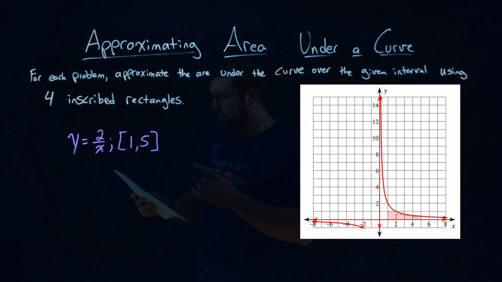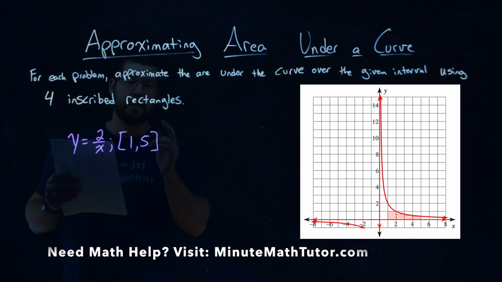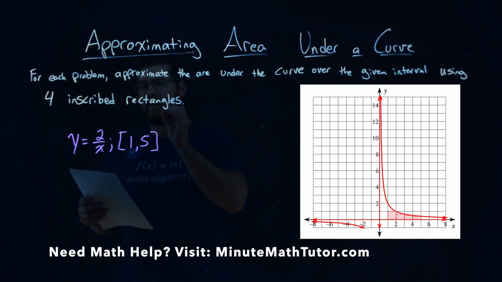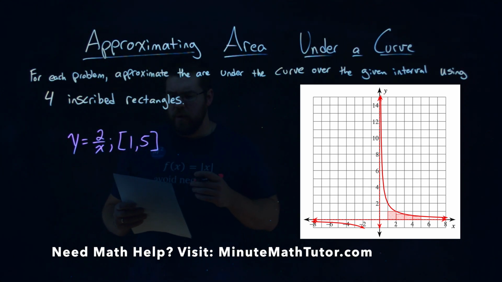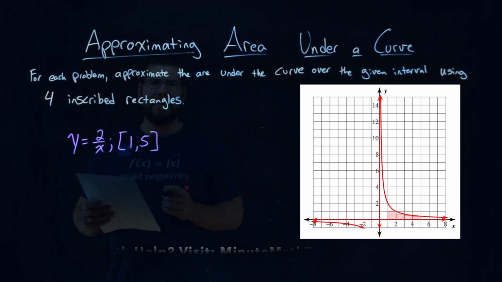We're given this problem right here, y equals 2 over x on our interval from 1 to 5, and we need to find 5 inscribed rectangles that approximate the area under the curve. Now, one thing I first want to find is the width of each rectangle.